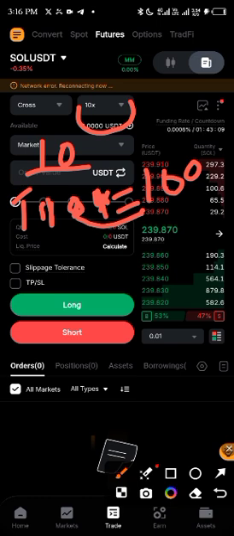I'm explaining what leverage is now. So that is $1 for you. If that market now does 10%, 10% now means $10 of the $100.